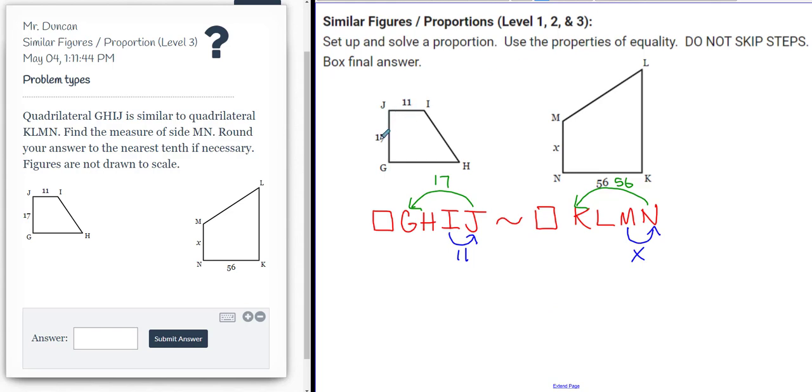And now you can set up whatever you want. Just remember that you set up the proportion appropriately. So I'm going to put my equal sign and give myself a fraction. We just have to decide, do we want to do 17 over 11 or 11 over 17? If you want to do 17 over 11, then you do 56 over X. Whereas if you wanted to do 11 over X, you'd have to do 17 over 56. I'm just going to do it as I see it. 17 over 11 would be the same as 56 over X.